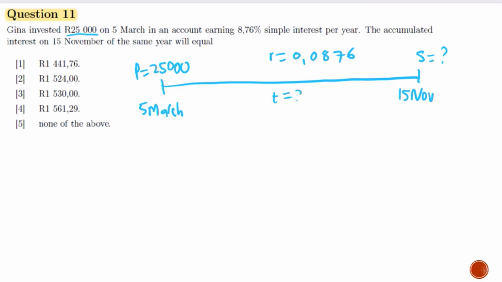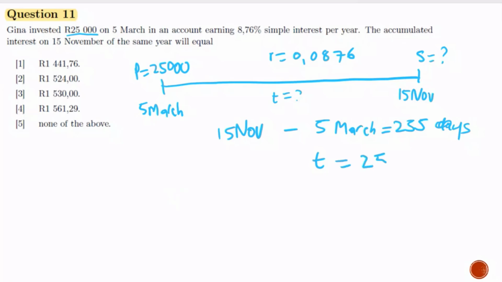You'll find that the number of days between these, okay? So you've got 15th of November, and then minus 5th of March. You find that the number of days between these is equal to 255 days. Okay, you're calculating using the calendar dates. Okay, so now you've got days. That means your time here is going to be 255 divided by 365.